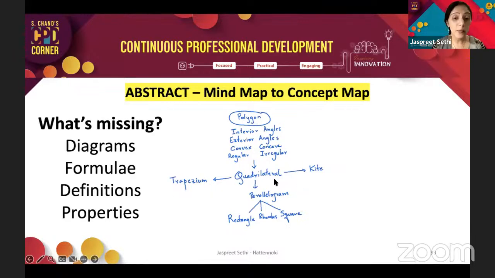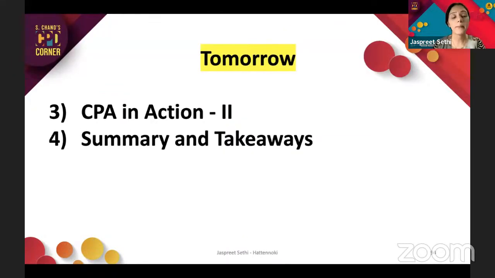So what's missing in the mind map that I've given, to change this to a concept map, which is an abstract idea, would be to have diagrams, formulas, definitions, and properties. If you look closely, all of this is pictorial. So when we are teaching abstract, we are trying to go back to pictorial. So it makes sense to actually go in order and do concrete, pictorial, and then abstract.